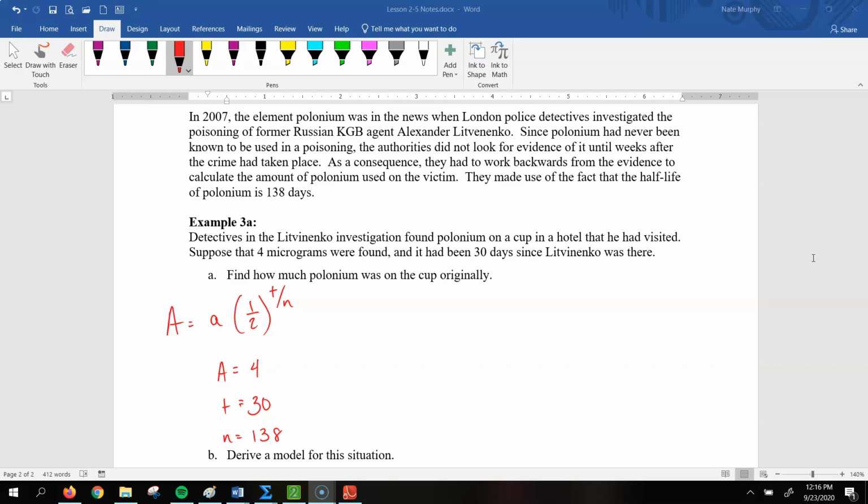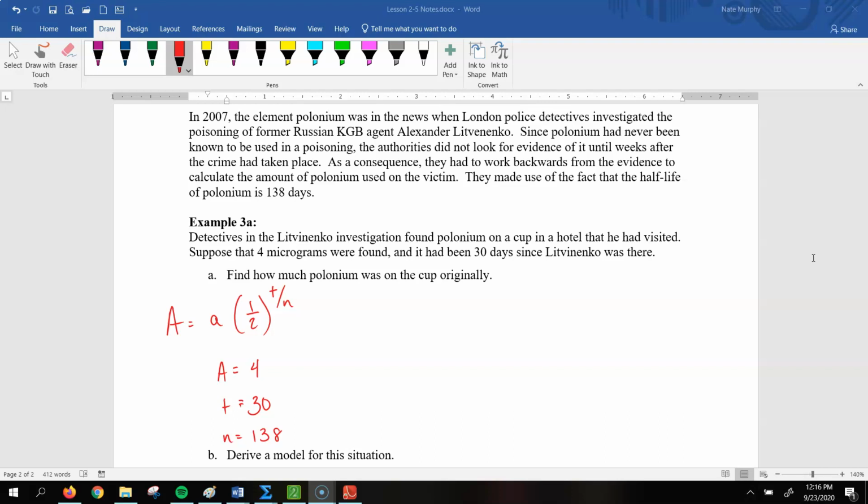So we're going to figure out how much was originally used to try to poison this Russian KGB agent. All right, so what do we know? We know the total amount that was found later. So this is not the initial amount. This is the total amount that was found later on, which was 4 micrograms. So we'll just use 4 there. And the time that had passed since then was 30 days. So we're going to use our time as 30.